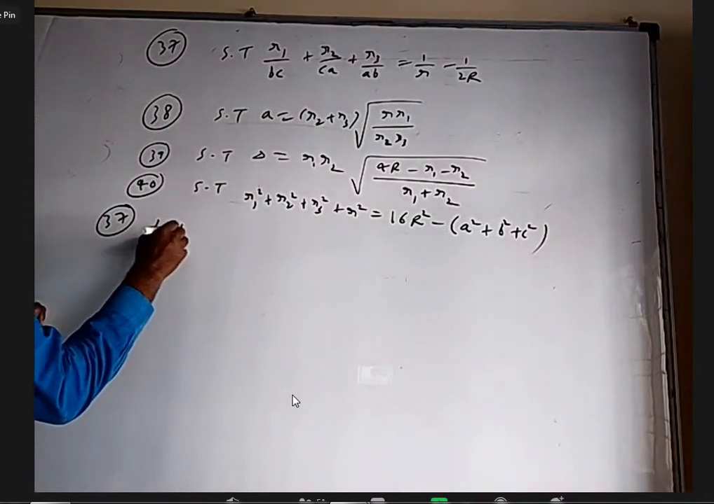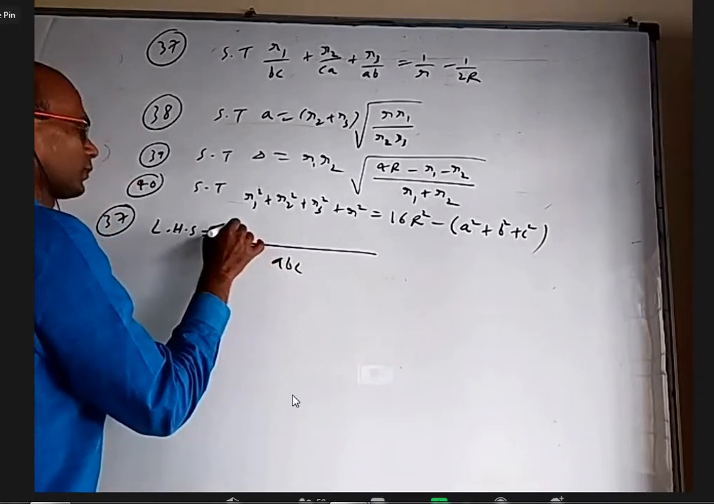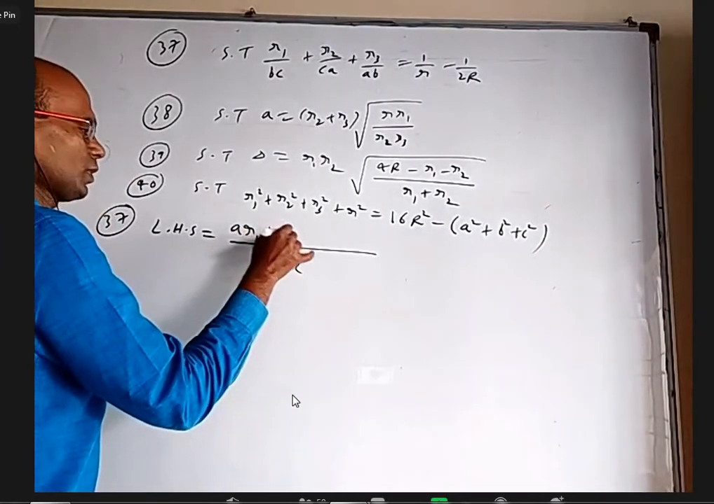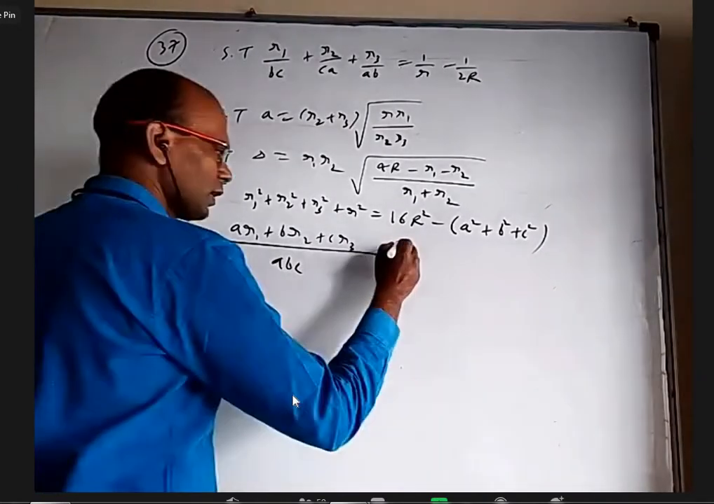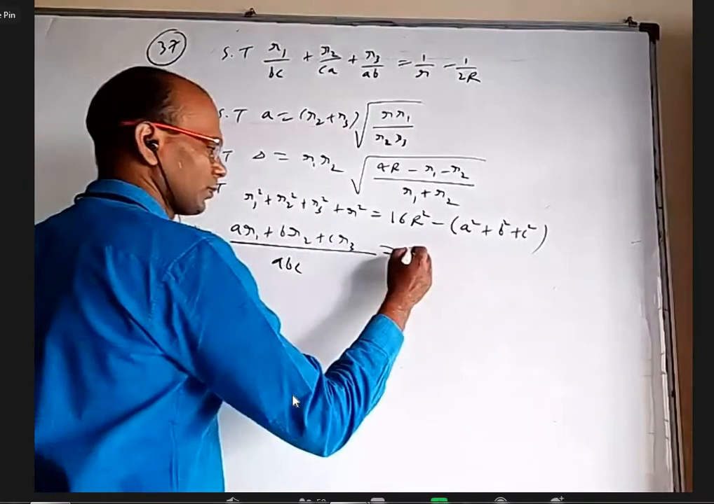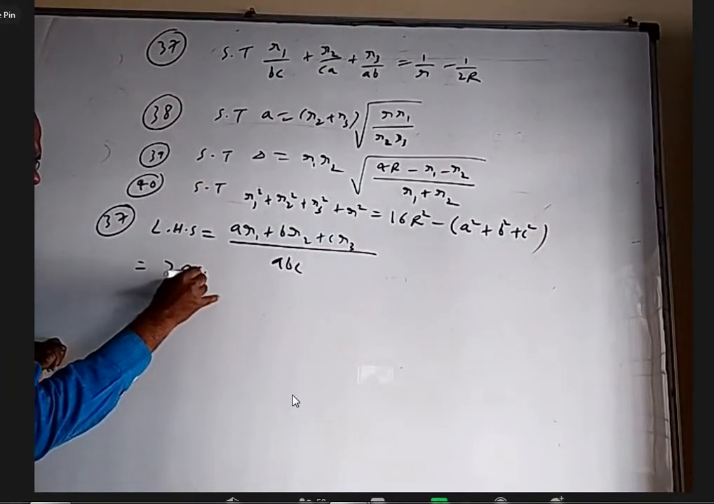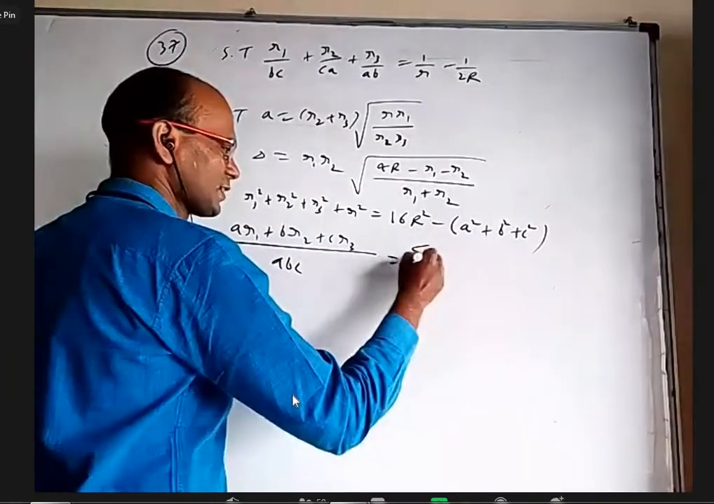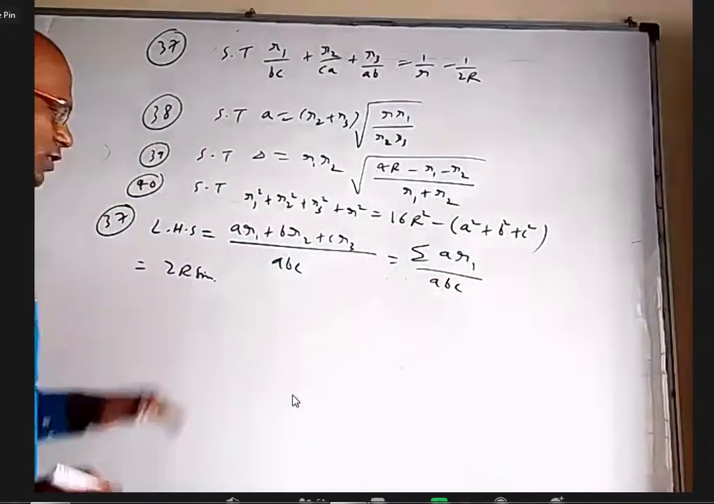Let us start with LHS and take LCM. We will get abc. a r1 plus b r2 plus c r3. I can write it as sigma. I'm going to write a as 2R sin A. Let me first write sigma a r1 here over abc. That's easy for me to write.